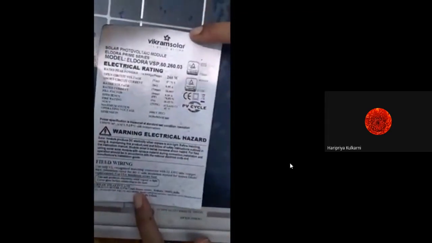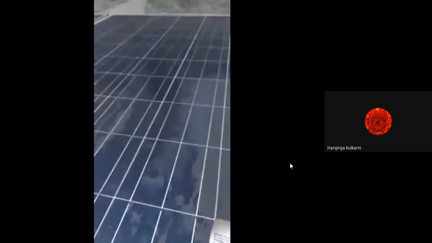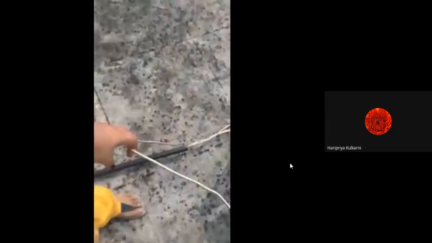I hope it is visible to you. Okay, otherwise I'll provide you a photo of it. Okay. So such panels we have connected in series parallel. I'll show you the series parallel connection. See, this is one of the incoming cables. This is a conduit from where the wiring is done. So this is the first cable going to the panel.